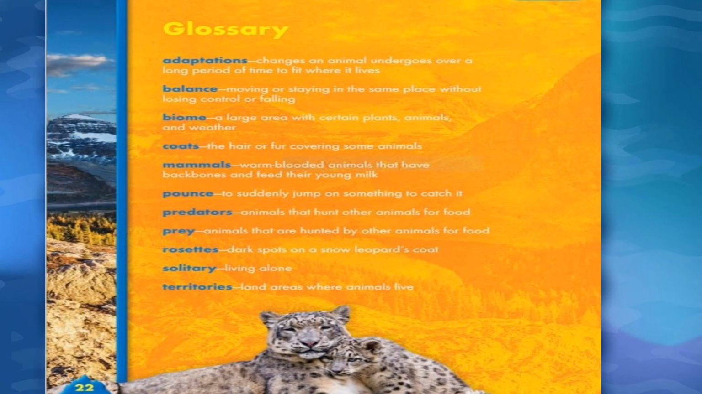Okay, we're in our glossary now. And the first word was solitary. Solitary means living alone. And the next bold word was territories. Territories means land areas where animals live.